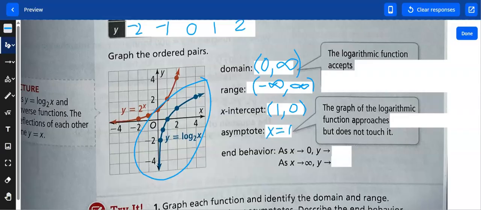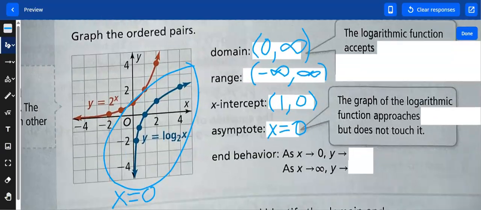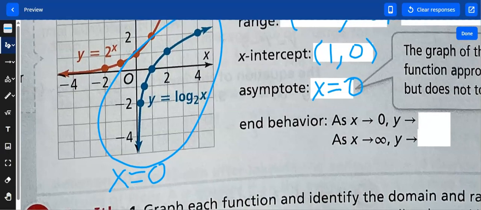X equals 0, right? We've got a vertical asymptote, not a horizontal one. End behavior. As x is getting closer to 0, what happens to y? So you're going like this. You're getting closer to 0. What's happening to the y? It's going down, down, down, down, down for a long way.